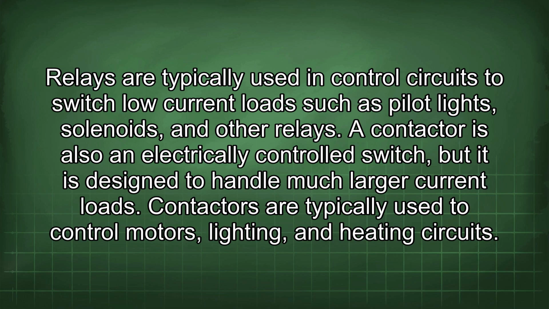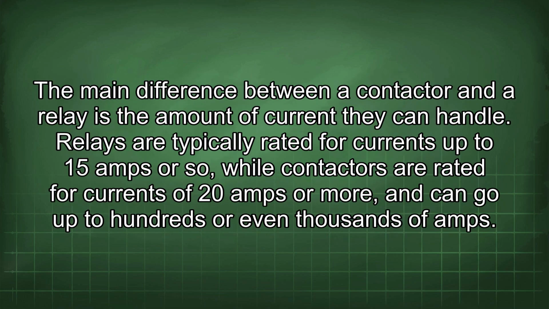A contactor is also an electrically controlled switch, but it is designed to handle much larger current loads. Contactors are typically used to control motors, lighting, and heating circuits. The main difference between a contactor and a relay is the amount of current they can handle. Relays are typically rated for currents up to 15 amps or so, while contactors are rated for currents of 20 amps or more, and can go up to hundreds or even thousands of amps.